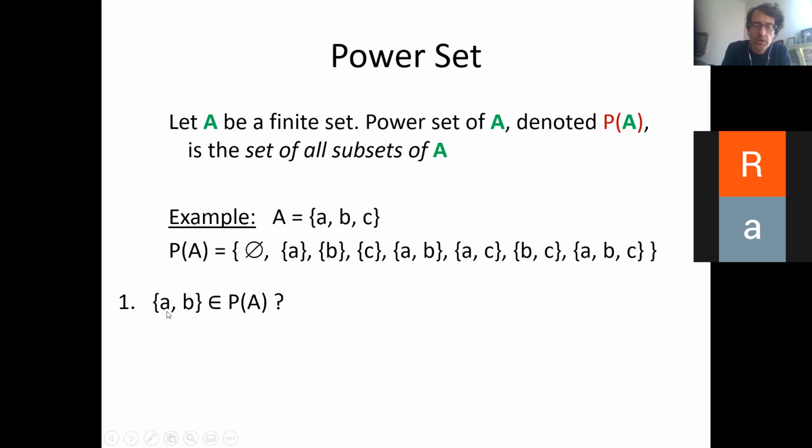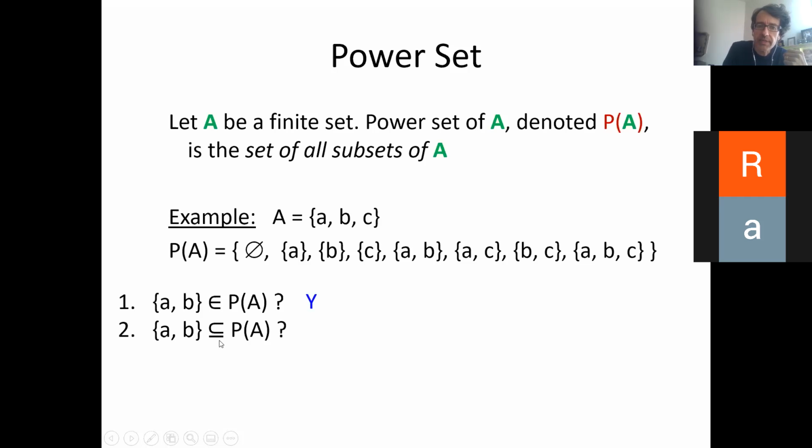Okay, is this set a member of the power set? Yes, it is. It's here. I used the enumeration convention for defining a power set of A: curly brackets, and what's inside are elements of the power set. And this set is an element. It's listed here.